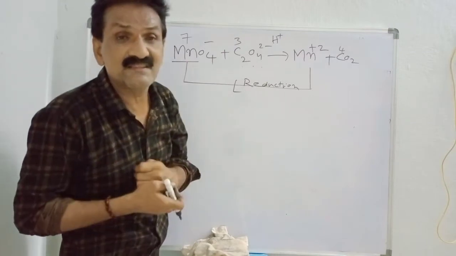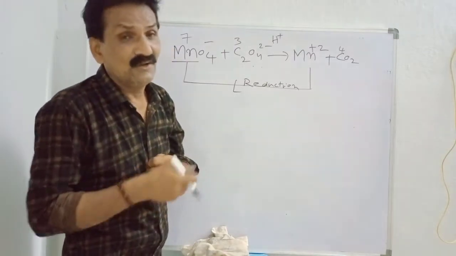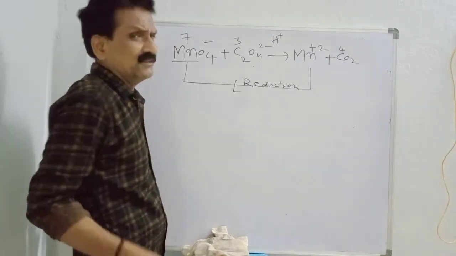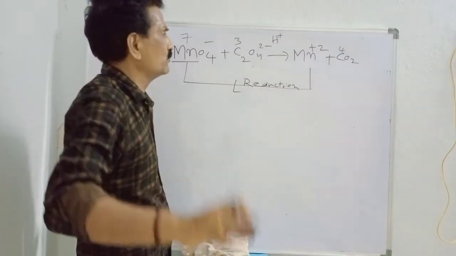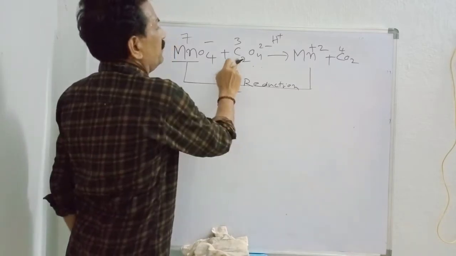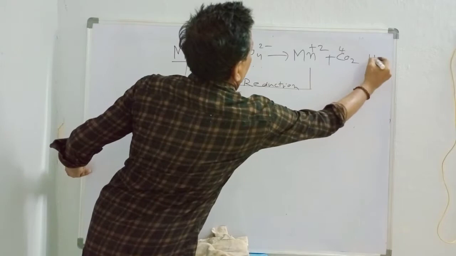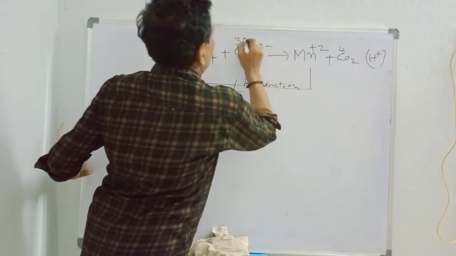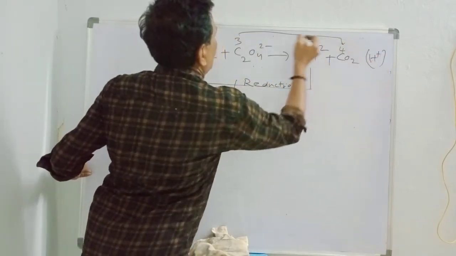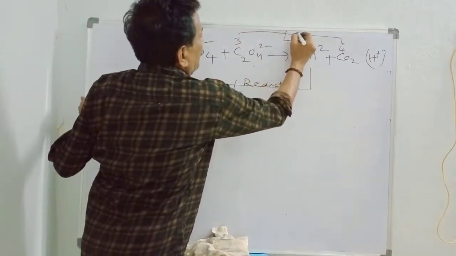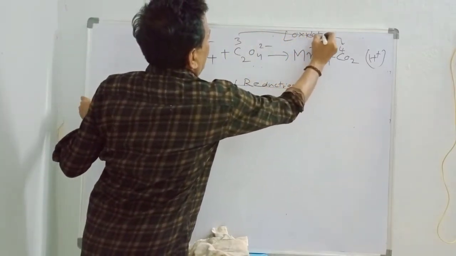Adding of oxygen is called oxidation. Removal of oxygen is called reduction. Gaining of electrons is called reduction. Losing of electrons is called oxidation. We already discussed this in the previous class. If you have any doubt, you ask me over phone. Okay. Here carbon 3 to 4. That means oxidation number increases, that is nothing but oxidation.